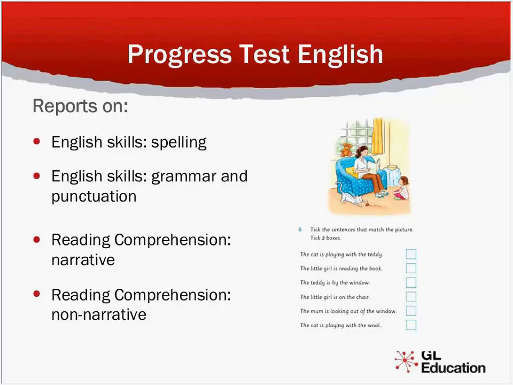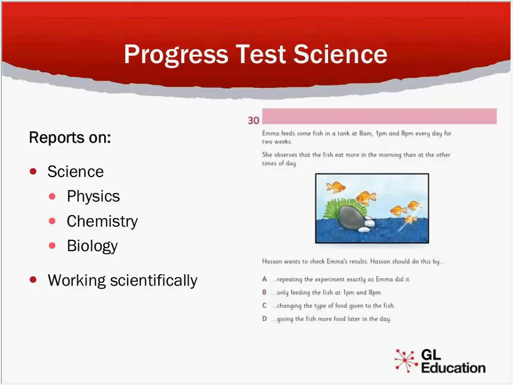And the reports provide you with a separate stanine, which I'll come to in a minute, for the two, so you can easily see where support is required. Progress Test Science assesses across all three sciences and reports on knowledge and understanding, application of knowledge, and working scientifically. And this is the part which assesses aspects such as practical skills, experimental design and analysis. There is also a separate stanine for the biology, chemistry and physics, as well as working scientifically. So again, you can identify specifically where student strengths are and where support is needed.